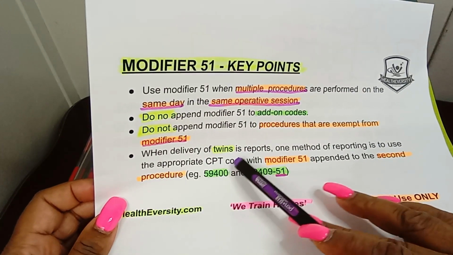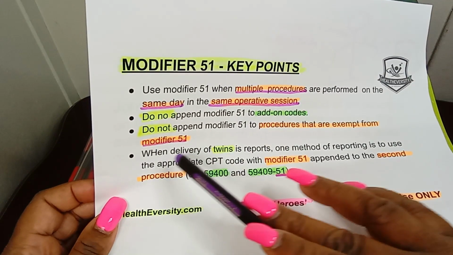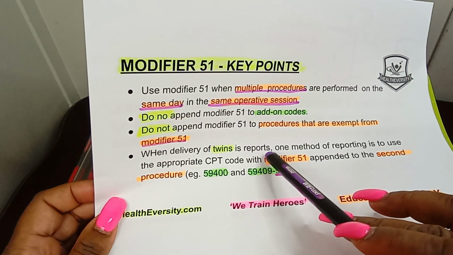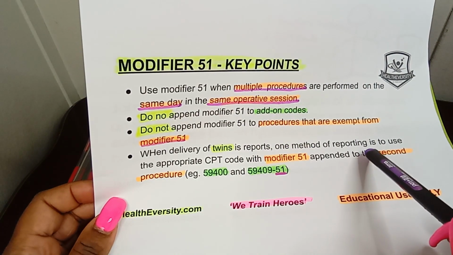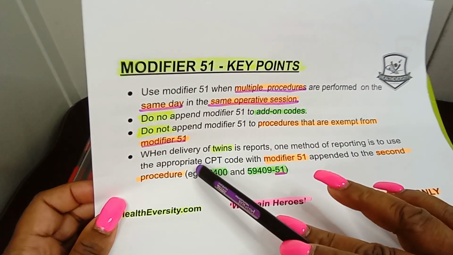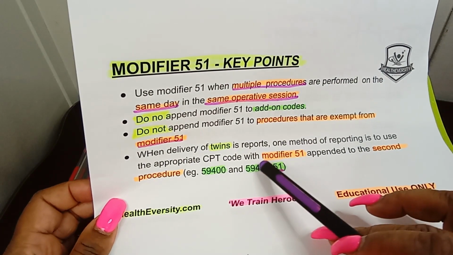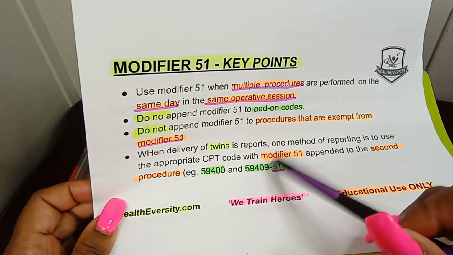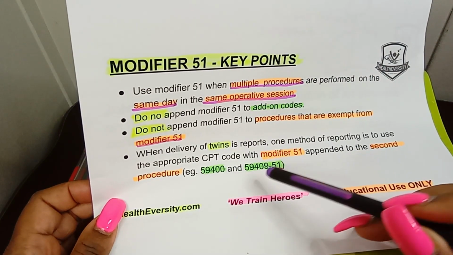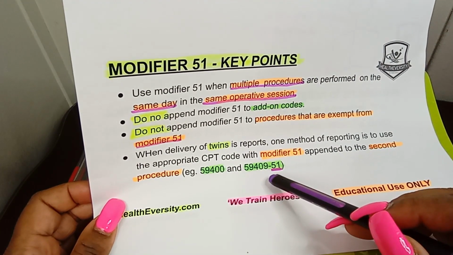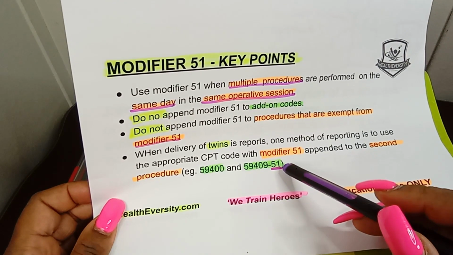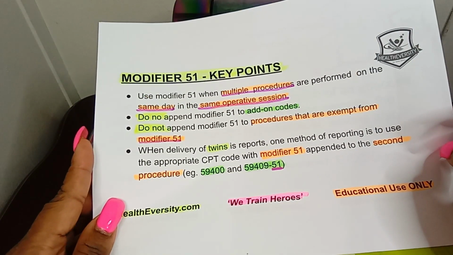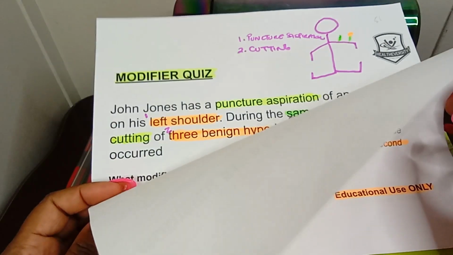When twins, okay, so when delivery of twins is reported, one method of reporting is to use the appropriate code with modifier 51 appended to the second procedure. So this is twin 1, and then for the second twin you'd use modifier 51. So that's pretty easy. Just have to know it, just read it, keep reading.